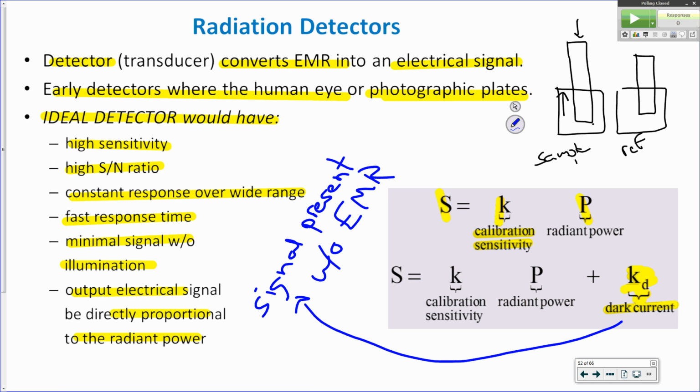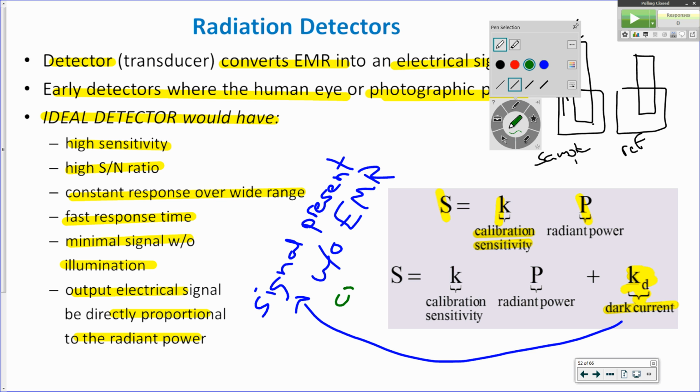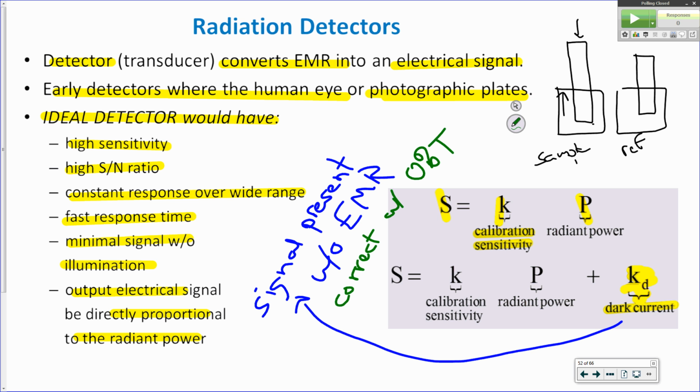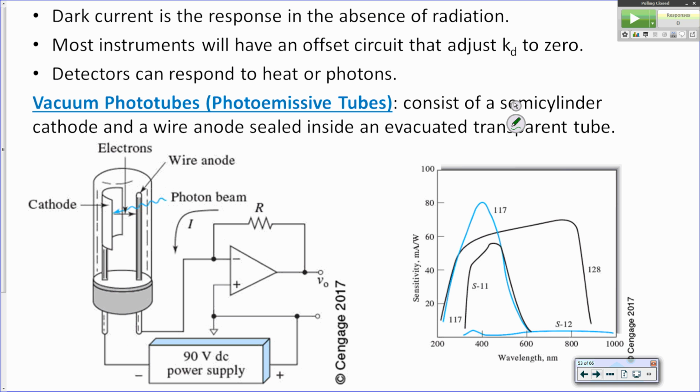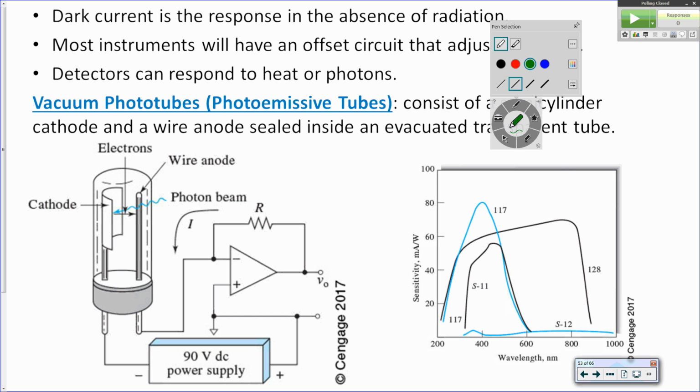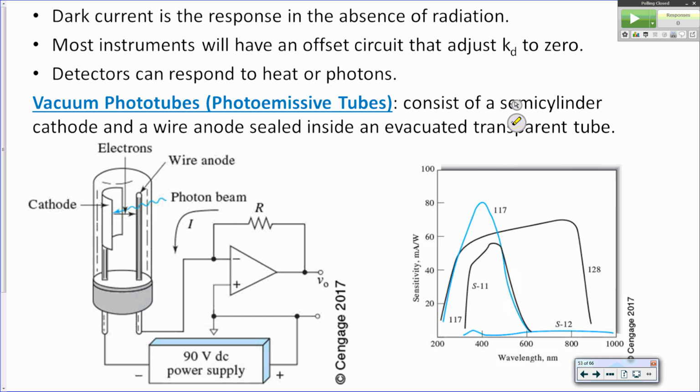Now this is what we correct for when you do a 0% T. So you're offsetting that signal in electronics when you do a 0% T. You're blocking any light from hitting the detector, and you null that signal out. Okay, so that's the purpose of doing that. Okay, so we're going to talk about a couple of different types of detectors. So here's the definition of dark current on the next page.